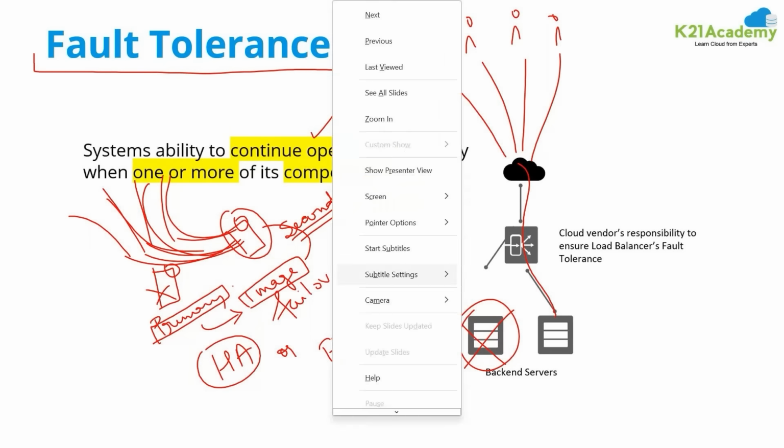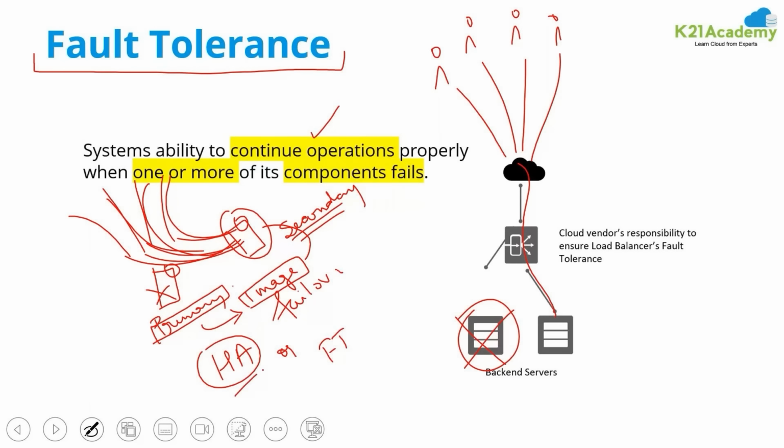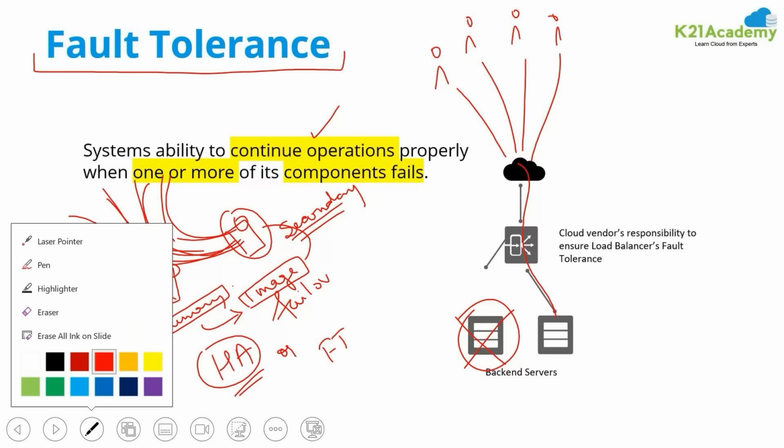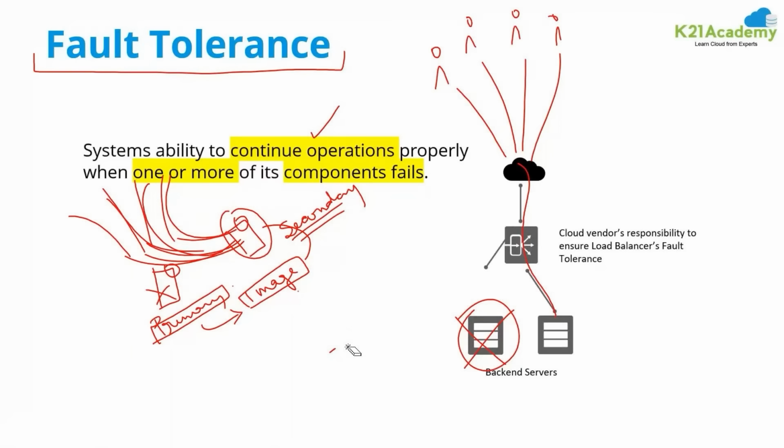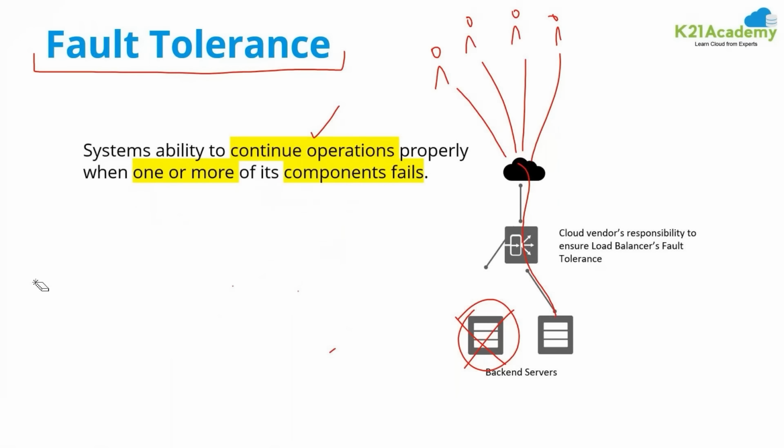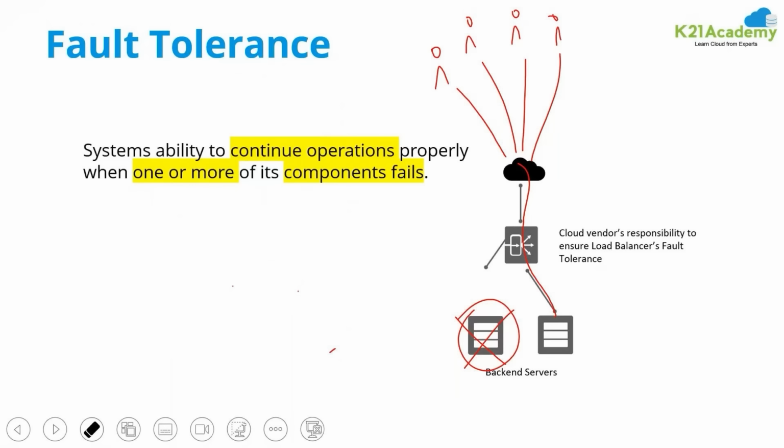Okay, that is known as high availability. There will be a little bit of downtime. But if you don't want a downtime at all, then rather than keeping the services as primary and secondary, you will keep them as fault tolerant.